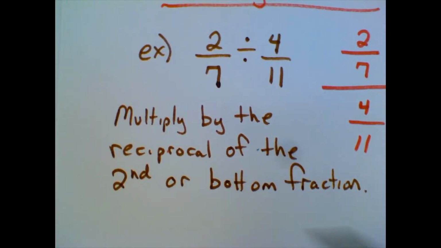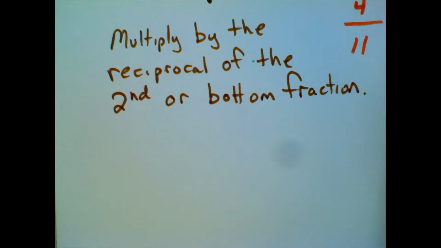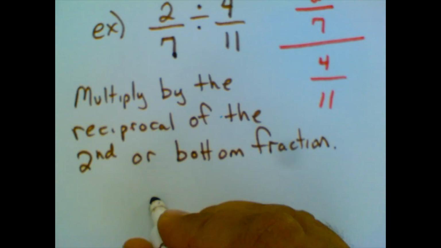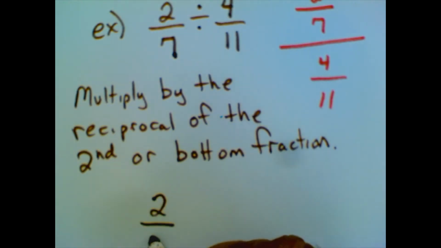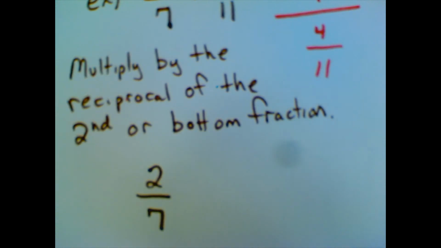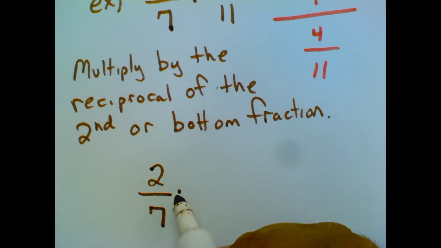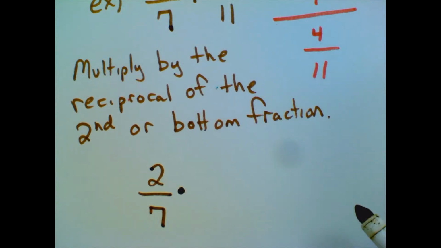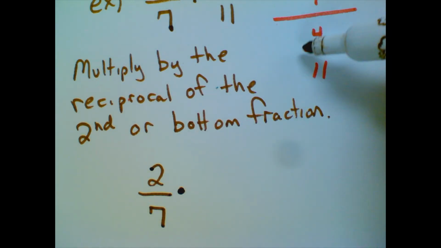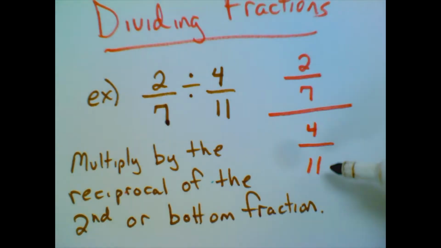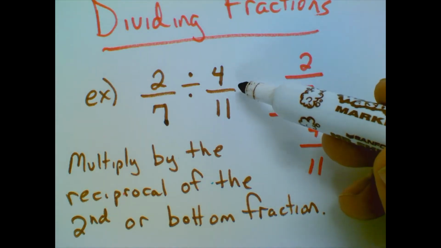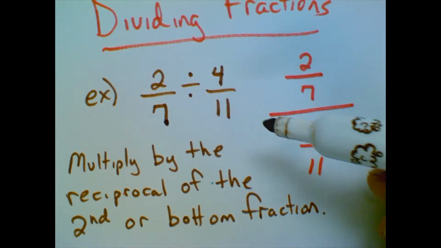If we follow this rule, we're going to take the first fraction and leave it alone. So the 2/7 stays the same. But now, as the rule says, multiply. So we're converting division to multiplying. And we have to take the reciprocal of the bottom, or the second fraction if it's written in this form. So the reciprocal of 4/11 would be 11/4.